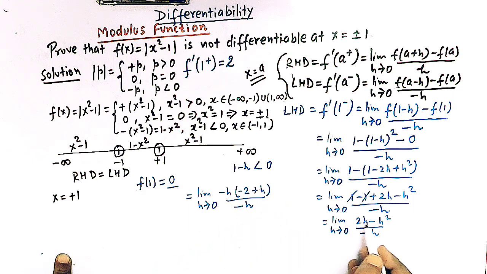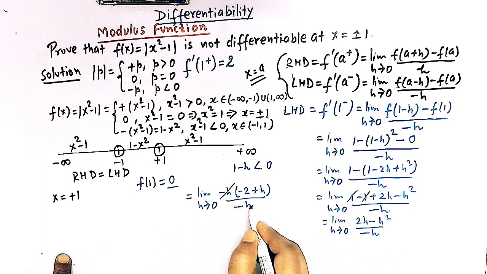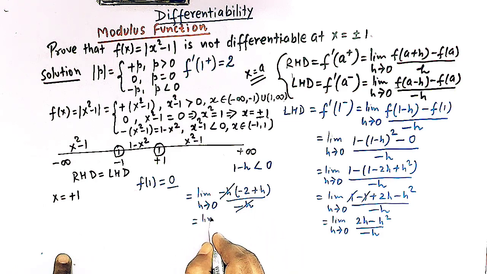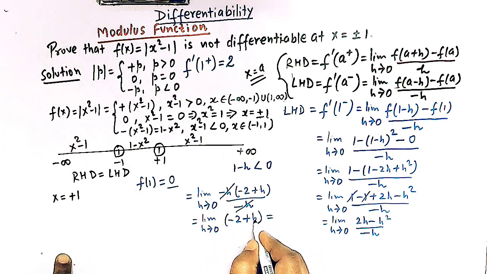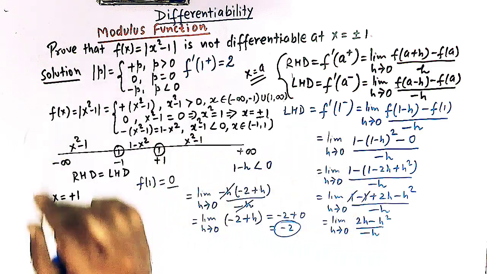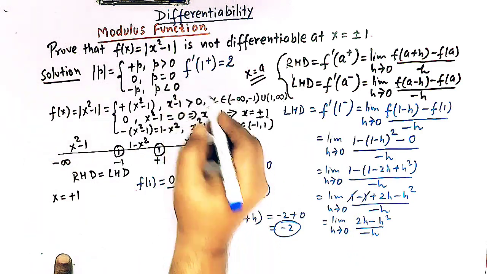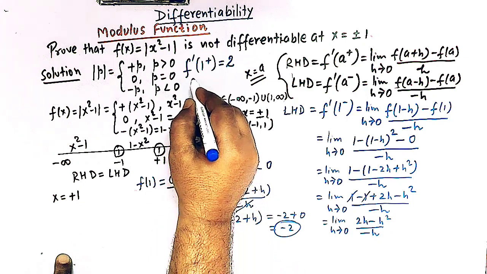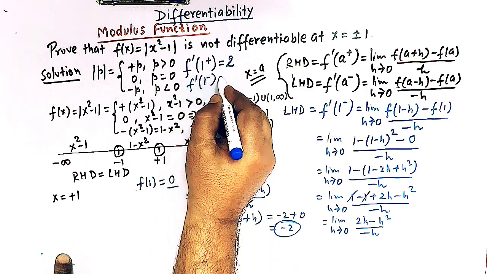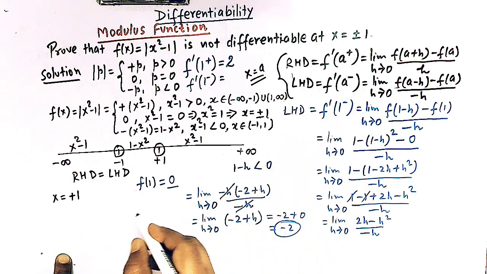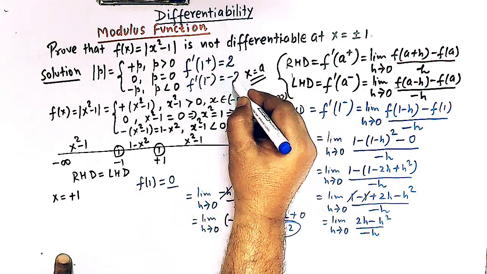So taking minus h common in the numerator, minus h and minus h get cancelled. So we have limit h tends to 0, minus 2 plus h, right? So taking h is equal to 0, we have minus 2 plus 0, that is minus 2. So the left hand derivative of this function f of x is given by minus 2. So here we write the left hand derivative at x is equal to 1 as minus 2.